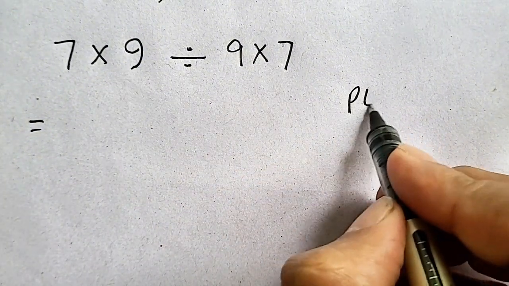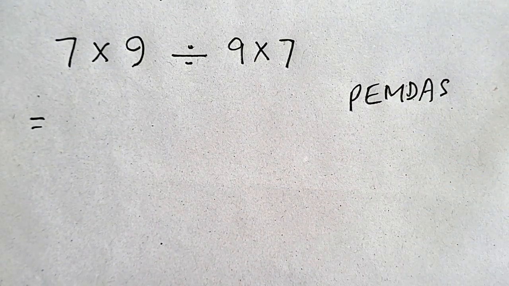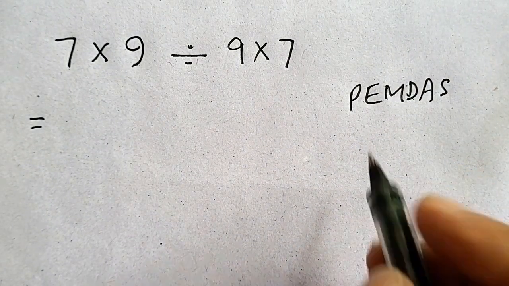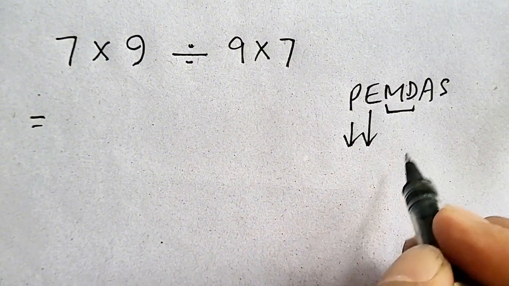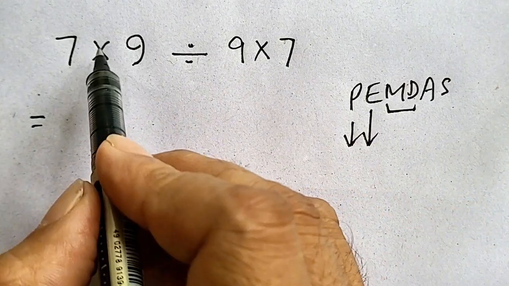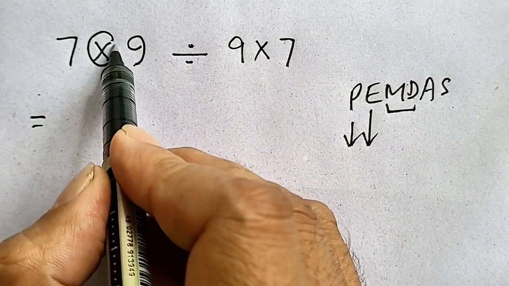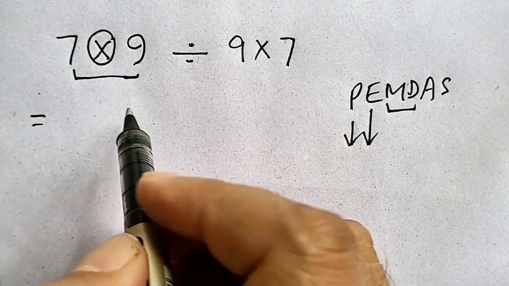According to the PEMDAS rule, first of all we have to solve parentheses, then exponents, then multiplication and division. But prefer the function which is at left. Here division, here multiplication is at left, so we will prefer it.